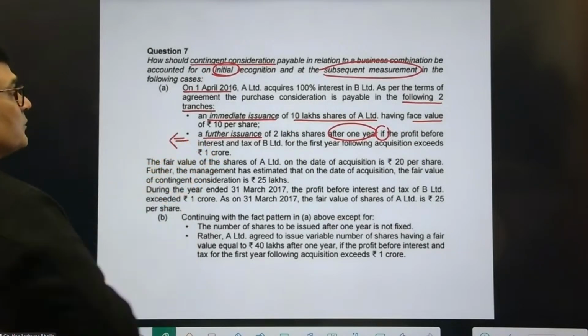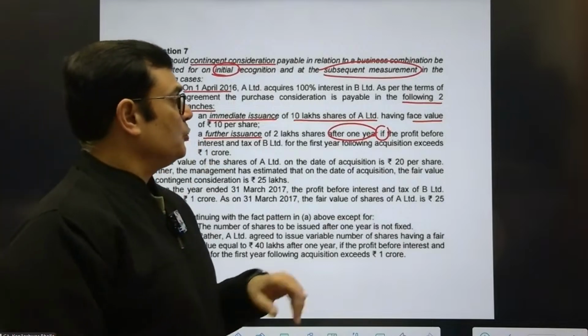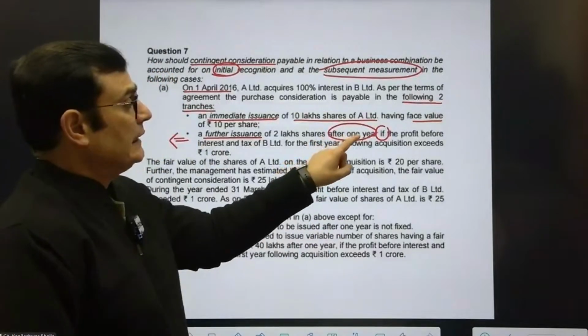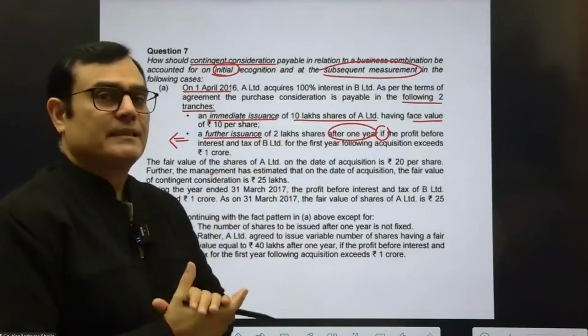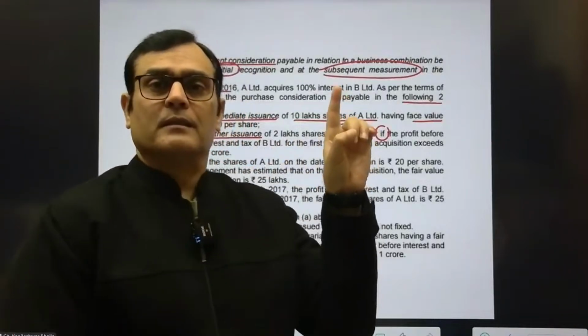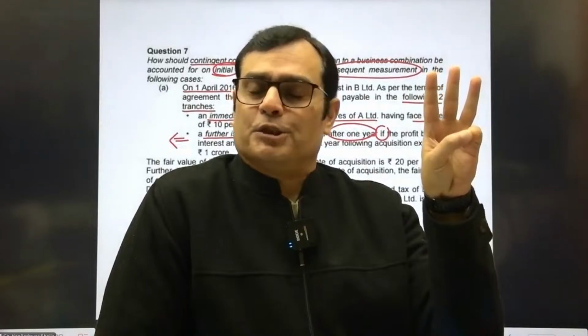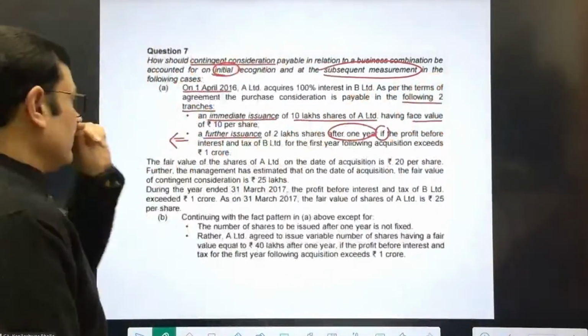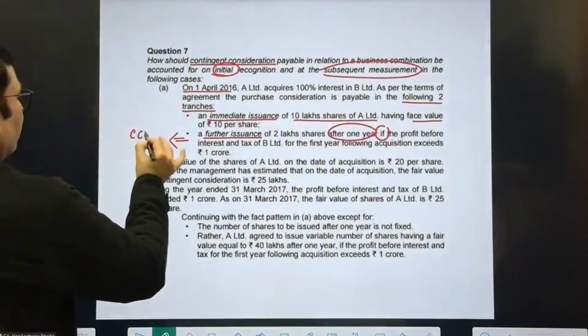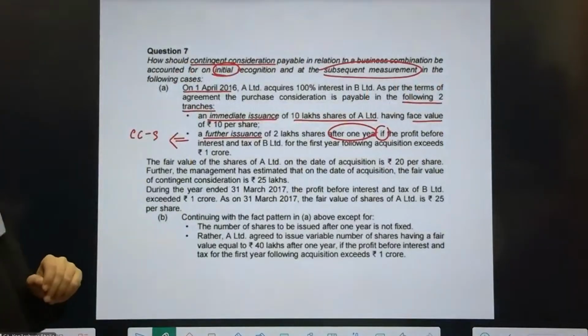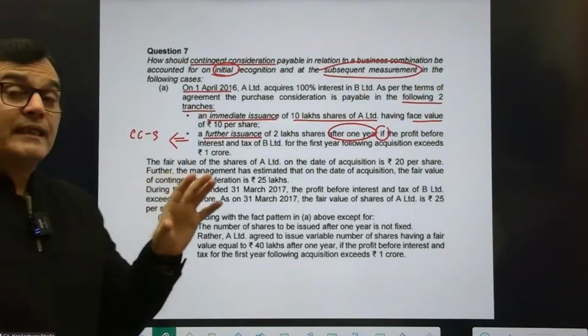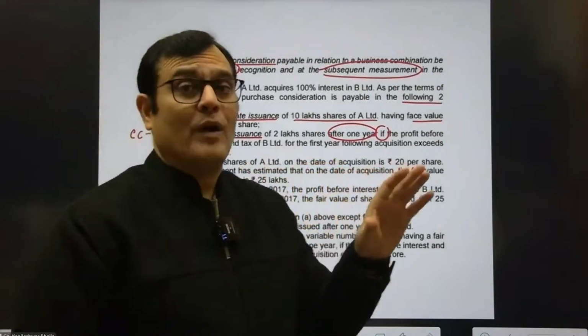When it says in this particular case that I will issue shares after 1 year if the PBIT exceeds a certain limit. Is the payment made in the future? Yes. Is the payment based on ifs and buts? Yes. Is the payment based on a factor other than a service condition? Yes. So is it a contingent consideration in the capacity of the shareholders? Yes.